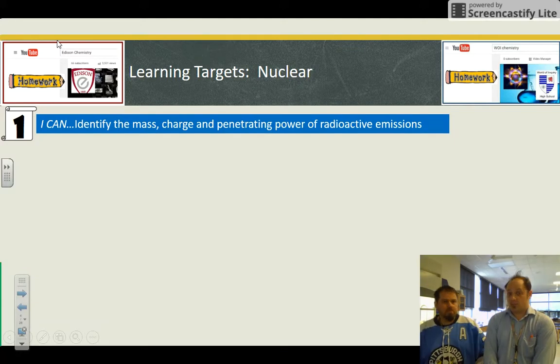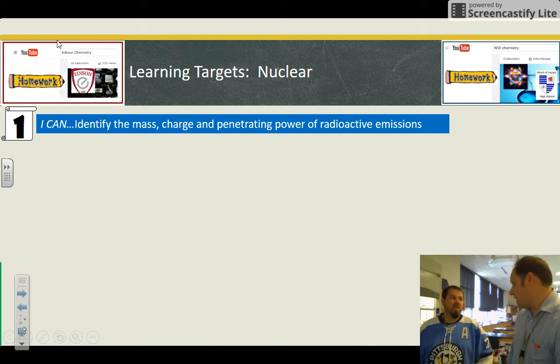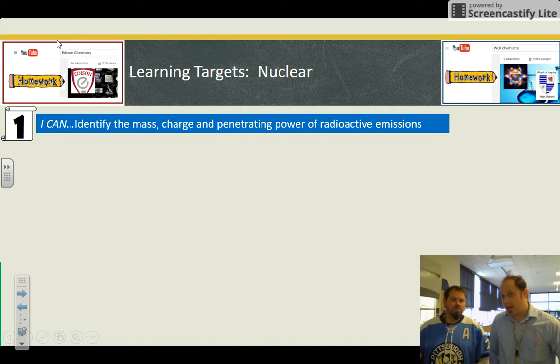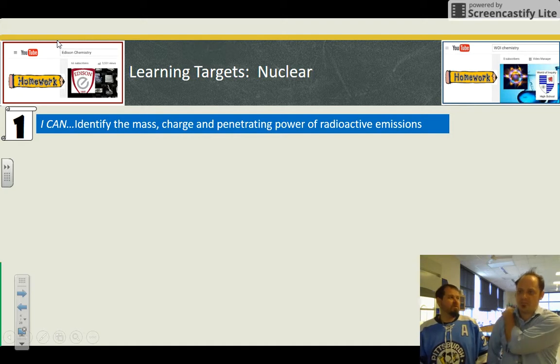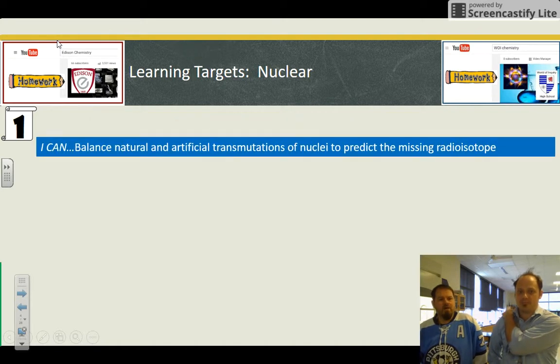First and foremost, I can identify mass, charge, and penetrating power of radioactive emissions. Very important. The mass and the charge is not going to be hard because the reference table gives you those clues. It goes back to reading your periodic table, atomic mass, atomic number. So it's cycled back around to the beginning again. What's nice about nuclear labs is we will review a little bit about atomic structure as we go back into the nucleus, and that'll help bridge us right into review for the finals. So I can balance natural and artificial transmutations of nuclei to predict the missing radioisotope.